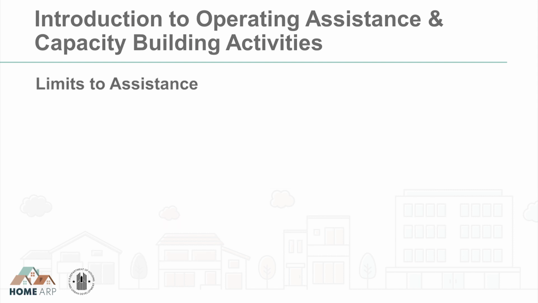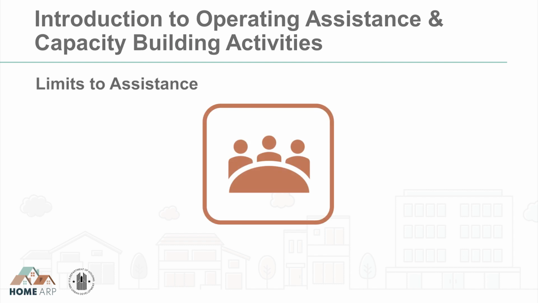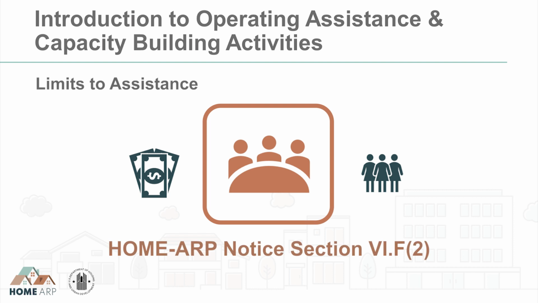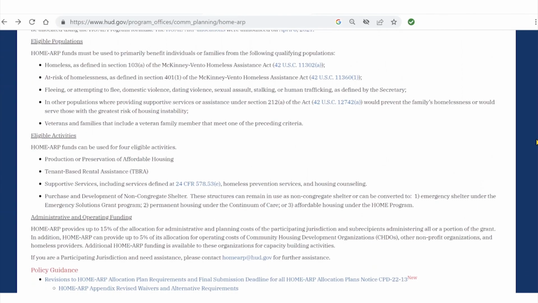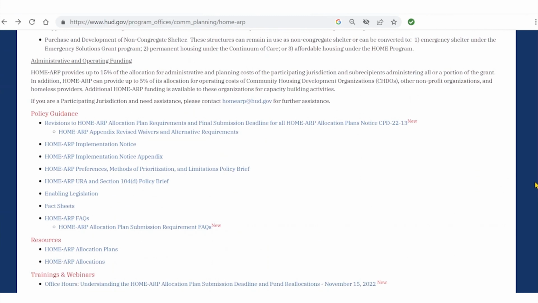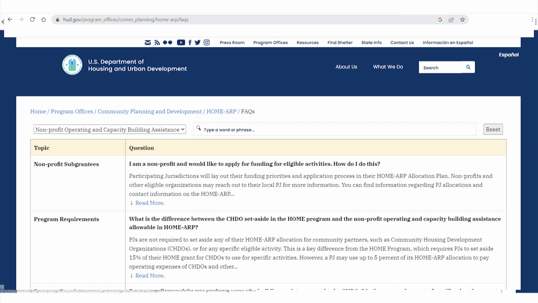There are a few key limitations to the use of HOME-ARP funds when assisting nonprofit organizations with operating and capacity building expenses. The amount of assistance a nonprofit organization may receive is limited based on the type of assistance it is receiving and the organization's general operating expenses for that fiscal year. For more detailed information on limits to assistance, PJs should see the HOME-ARP notice. Additional guidance can also be found in the FAQs on HUD.gov under Nonprofit Operating and Capacity Building Assistance Program Requirements.